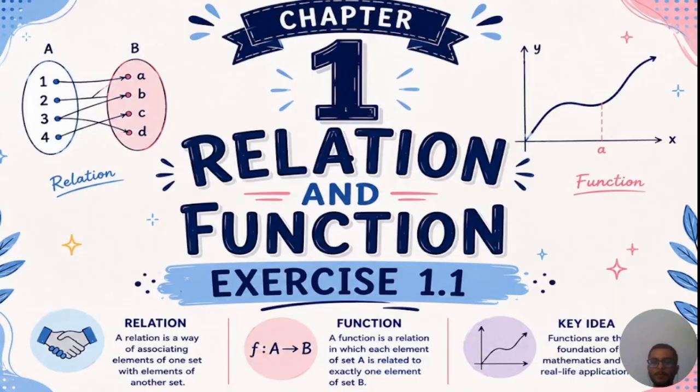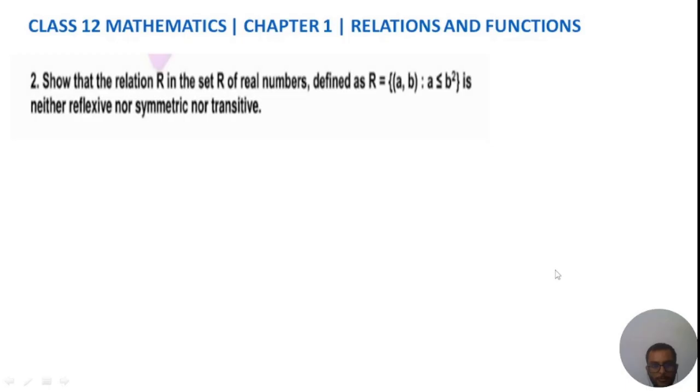So in this video we are going to do the chapter 1 exercise 1.1 question 2 and question 3. Okay, so let's start our video. So what is the second question? The relation R in the set of real numbers defined as the pair (a, b) such that a is less than or equal to b square is neither reflexive nor symmetric nor transitive.